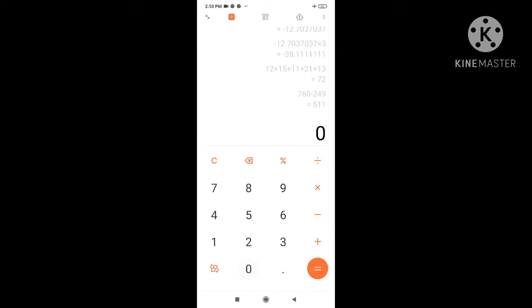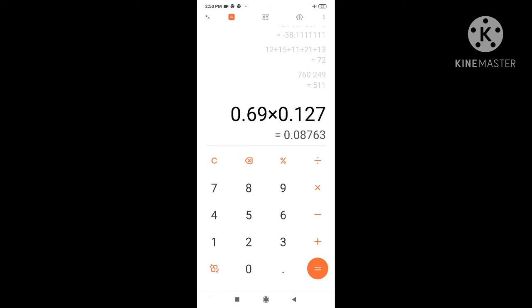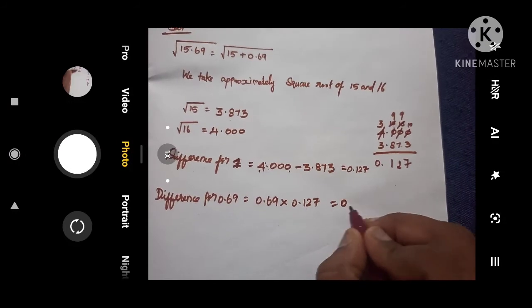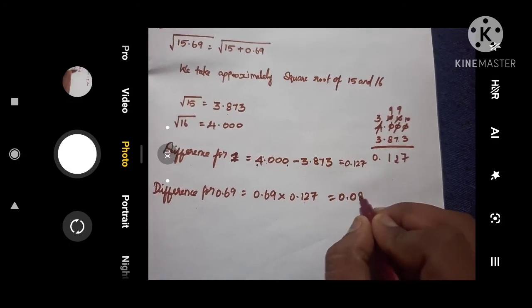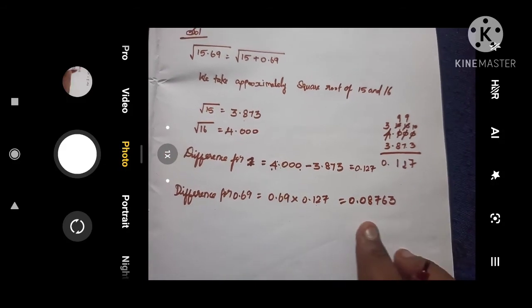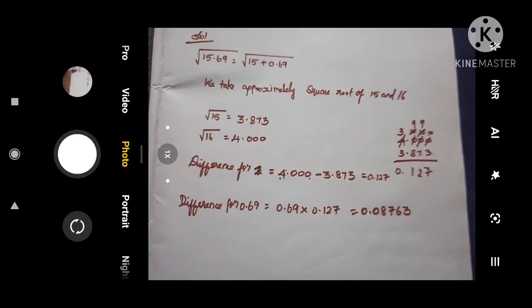So 0.69 into 0.127. So now you can see the value is 0.08763. The value is nothing but 0.08763. So now you need to write the value 0.08763. So this is the difference value.